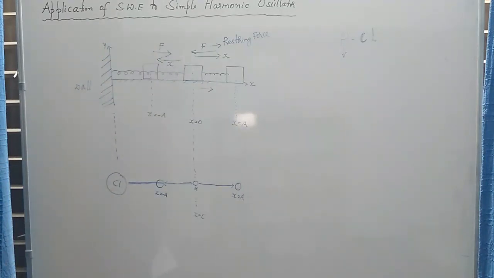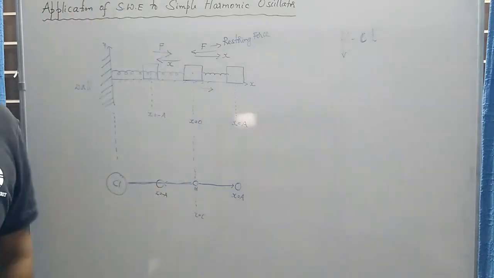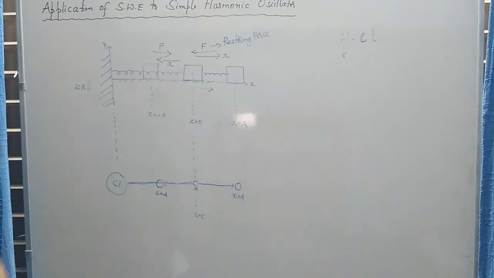So this is about some simple physics of simple harmonic motion. In the next video we will apply the Schrodinger wave equation to this motion, which is the simple harmonic oscillator model.